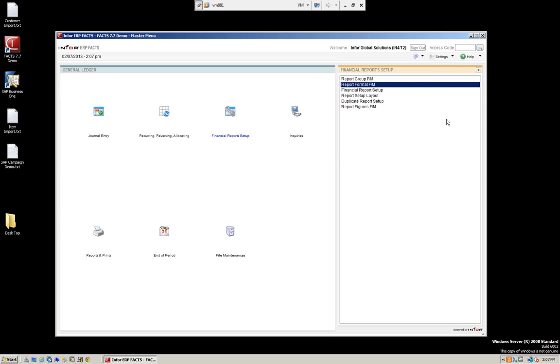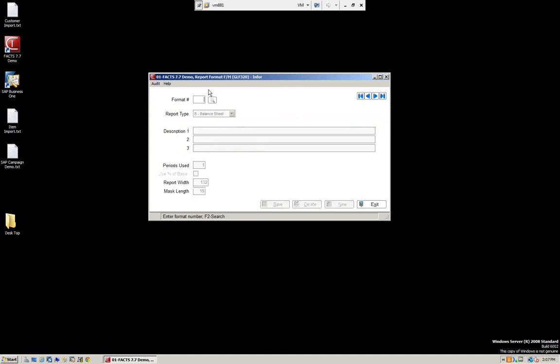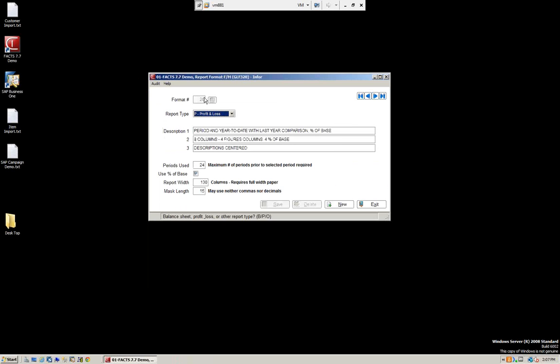The next thing we saw is the report format. So let's go here, and let's actually look at a report format. So here we can see what we're looking at. Let's look at this first one here. We saw the period year. So again, what we're looking at is the descriptions. We're looking at the period and year to date with last year comparison with a percentage as a base. You can see that this is available for the profit and loss.